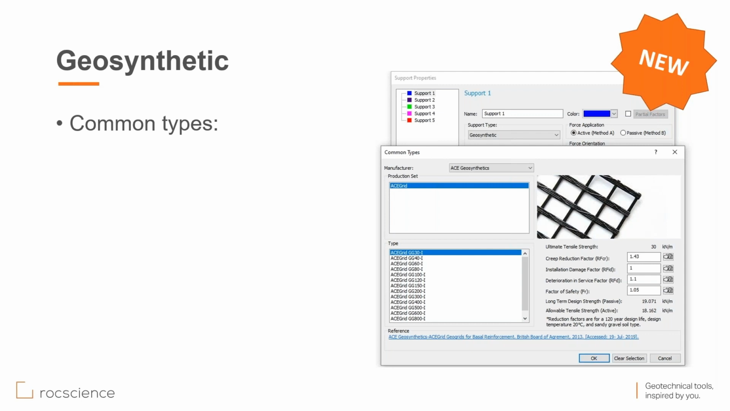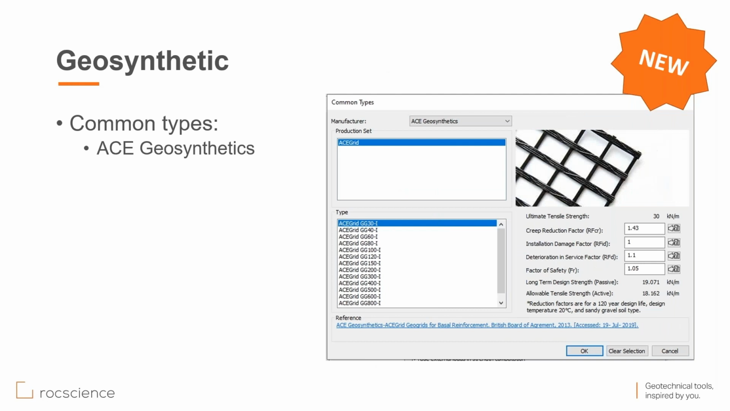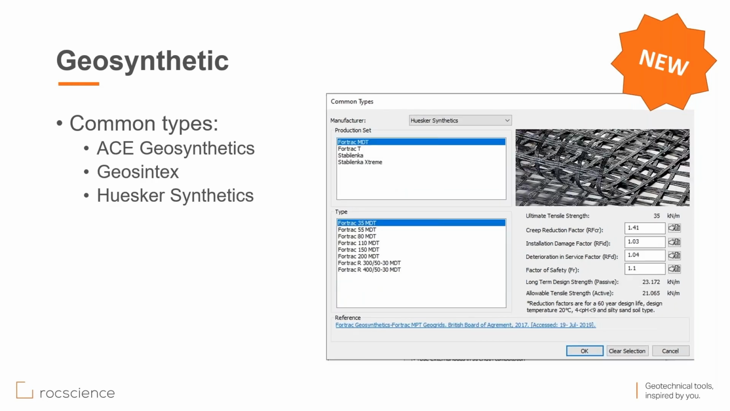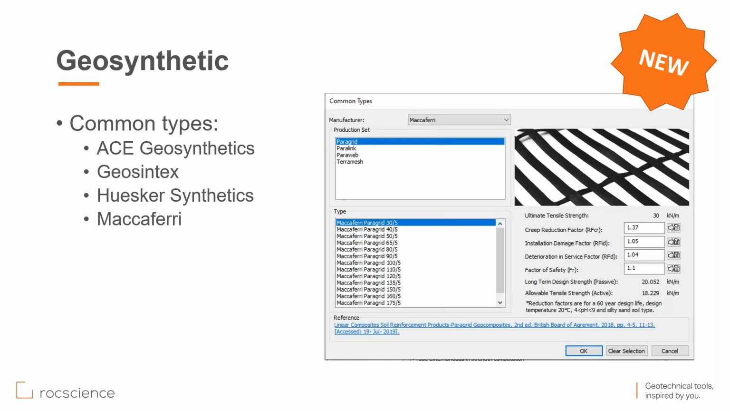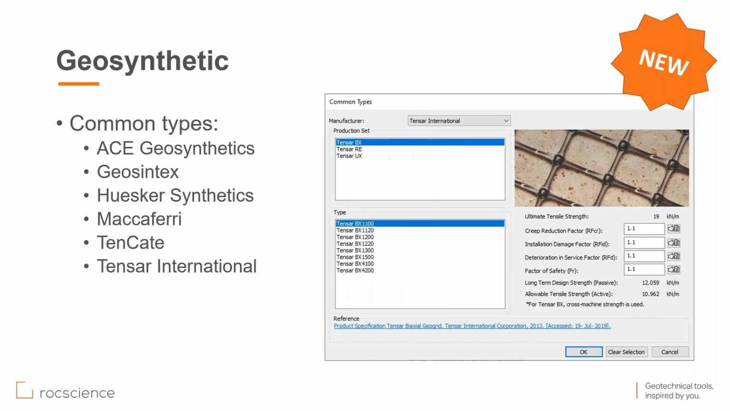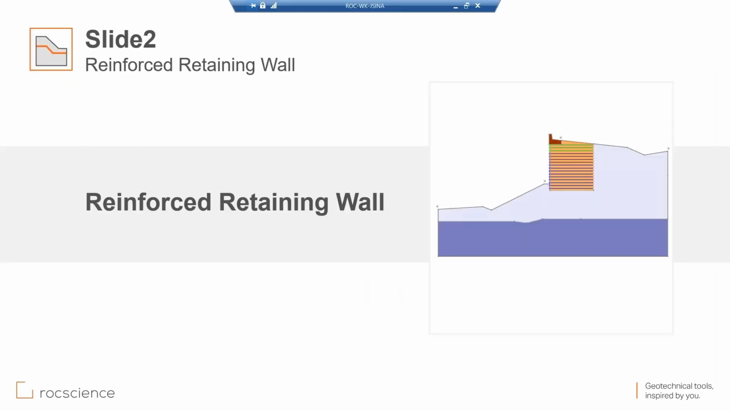Sina will talk in more detail about this, so I will just give you a list of the different manufacturers. So we have ACE Geosynthetics, Geosyntex, Huesker, Maccaferri, TenCate, and Tensar International. And now I'll pass it on to Sina, who will show you some real examples.